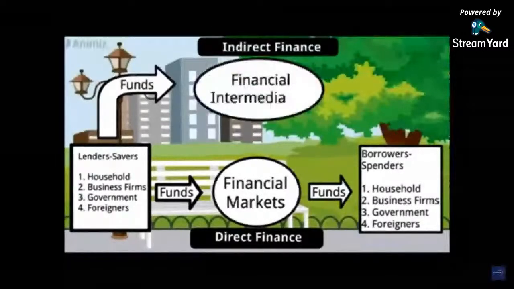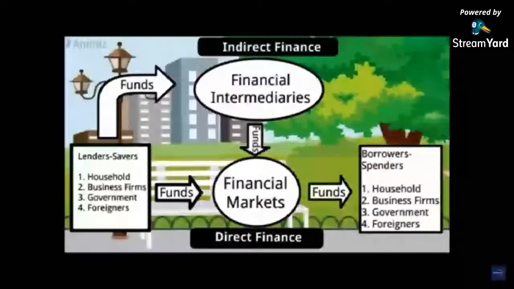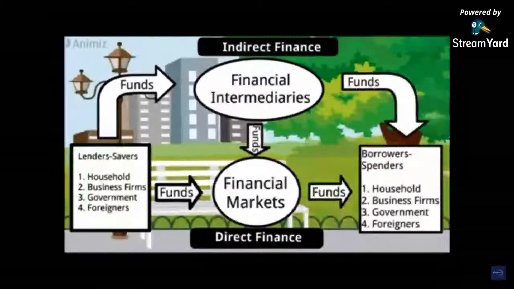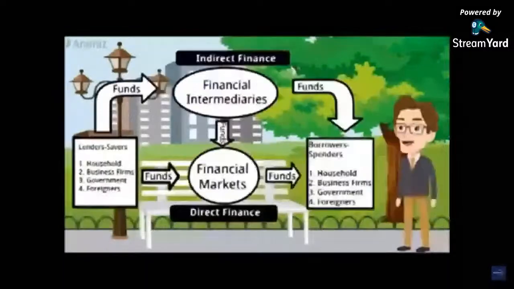Indirect finance, on the other hand, means that lenders or savers, like households, business firms, government, and foreigners, will transfer their funds to a financial intermediary, for example, a brokerage. From there, they will transfer the funds to the financial market, or to the borrowers and spenders also. Indirect finance has a financial intermediary, unlike direct finance. This is how the financial system works, from those people or businesses without investment opportunities to those who have them.